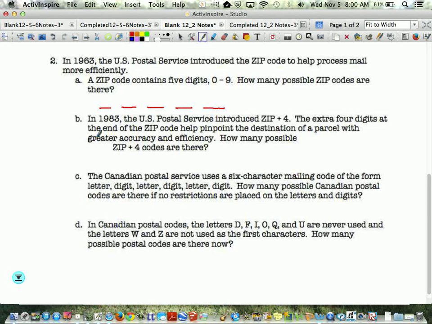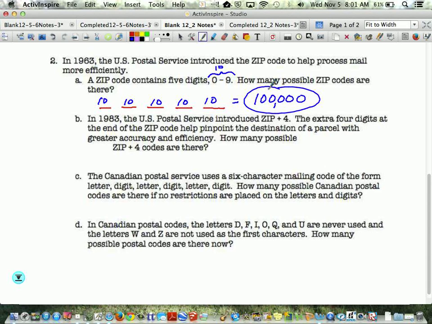Well, how many choices do I have for the first number? 0 to 9 is how many? There are 10 choices. 1 through 9, but the 0 is first, so there's 10 choices. So it's 10 for that number, 10 for that, 10 for that, 10 for that, 10 for that, or 10 to the 5th power, right? Equals 100,000. So we have 100,000 different zip codes we can use in the United States.